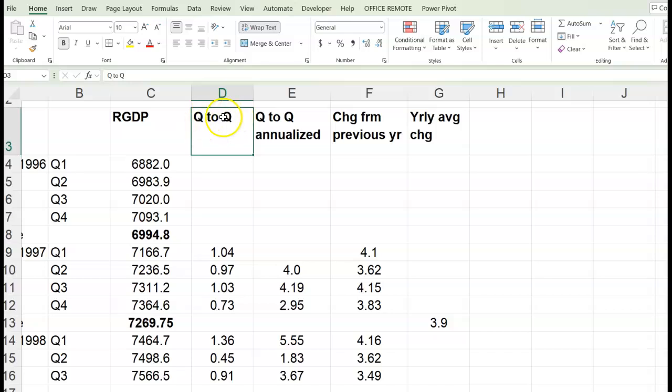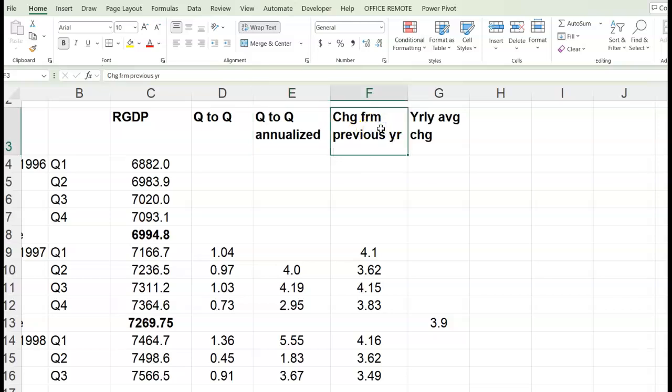The reason why I have Q to Q is because we're going to use quarterly data for our example. But if we were looking at monthly data, it would be month to month. But it doesn't matter if it's month to month or quarter to quarter. That general rate of change is called period to period. And then what we also look at is period to period annualized, or in this case, quarter to quarter annualized. And I'll explain the difference there.